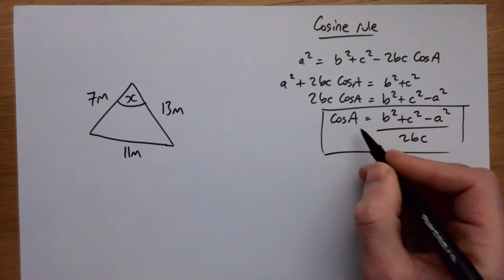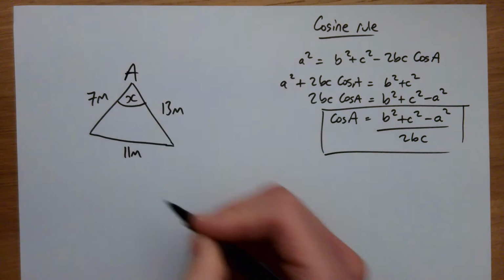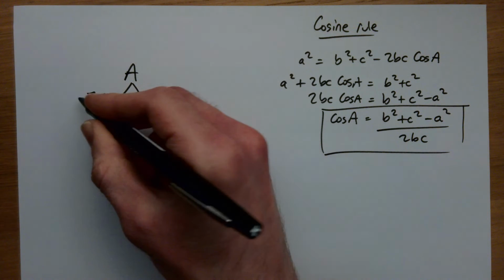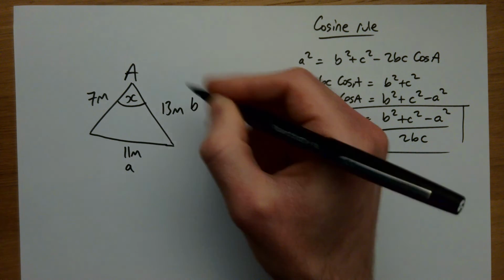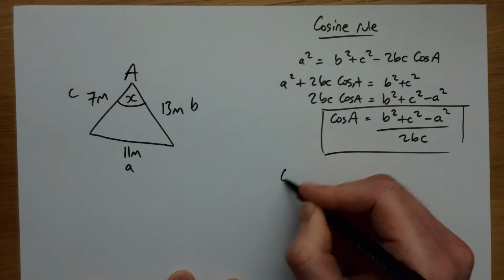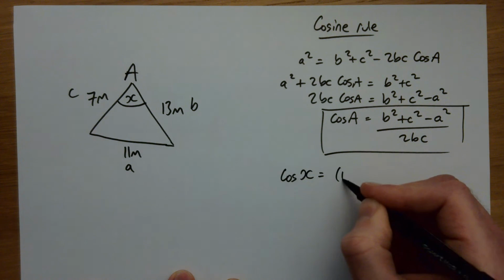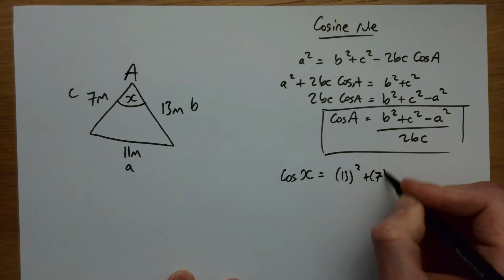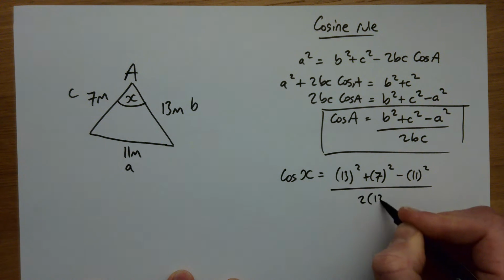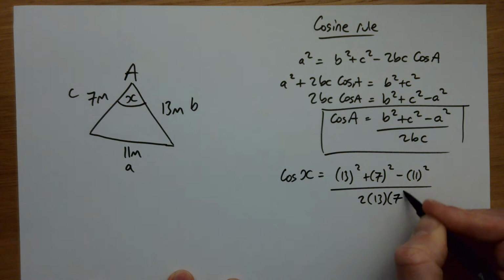Now, the angle I want to work out, I'm going to label with a capital A, and the side opposite therefore must be lowercase a. B and C, again, are interchangeable, so I'm going to label this one B and this one C. Substitute the numbers in, you get cos x equals 13 squared plus 7 squared minus 11 squared, all divided by 2 lots of bc.